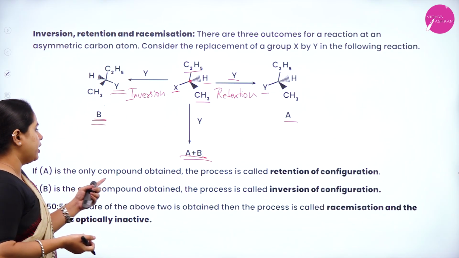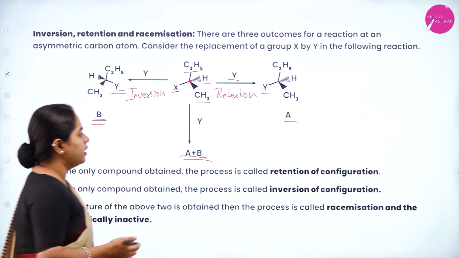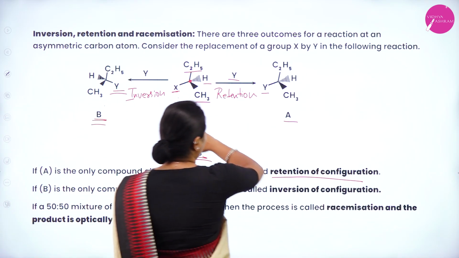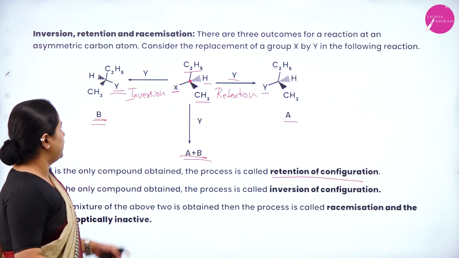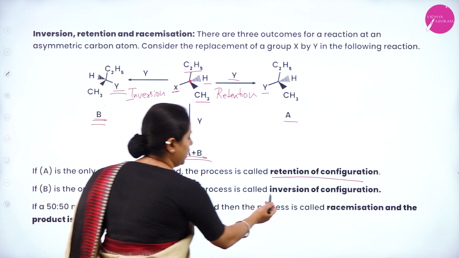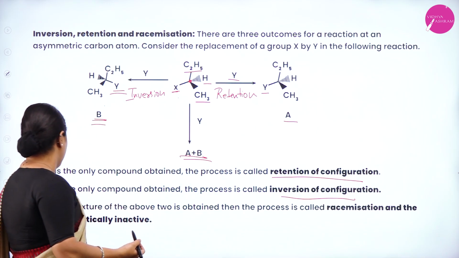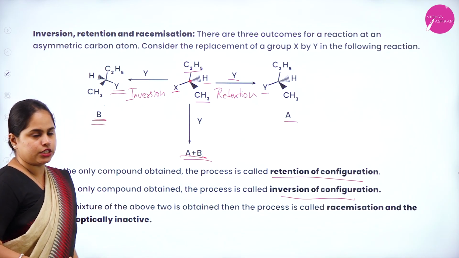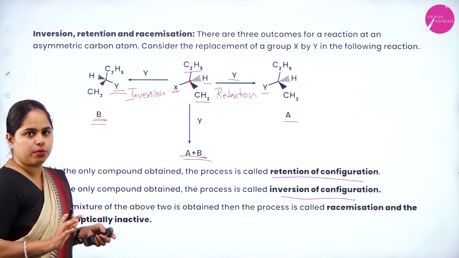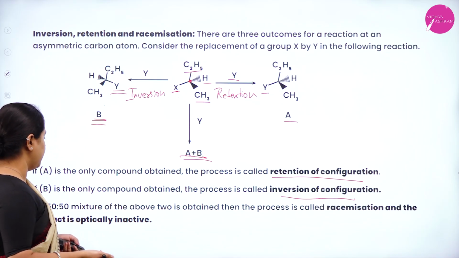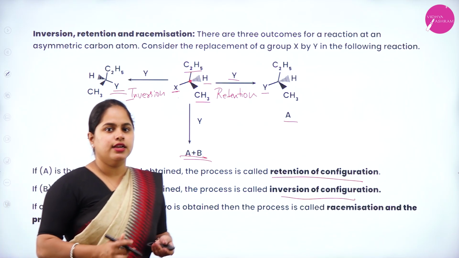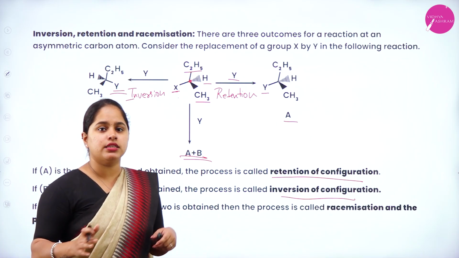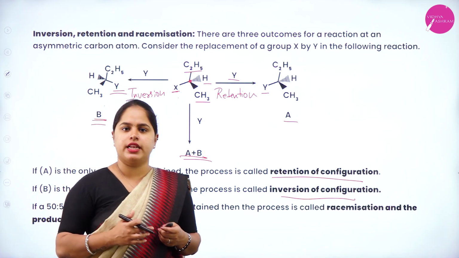If A is the only compound obtained, the process is called retention of configuration. If you are only getting B, it is inversion of configuration. And if we take 50-50 percentage, 50 percent of both being formed, a racemic mixture will be formed and the product will be optically inactive, right? We have already discussed that. So I hope inversion, retention and racemization are clear for you.